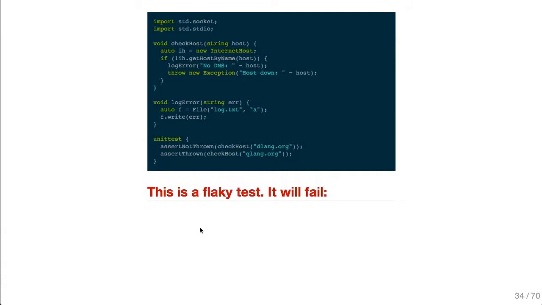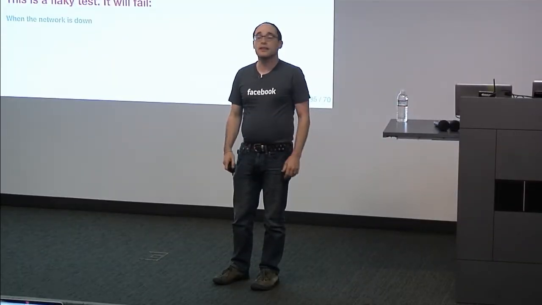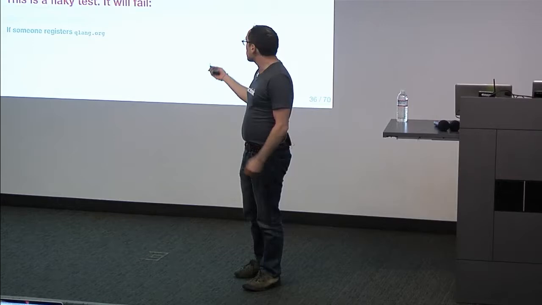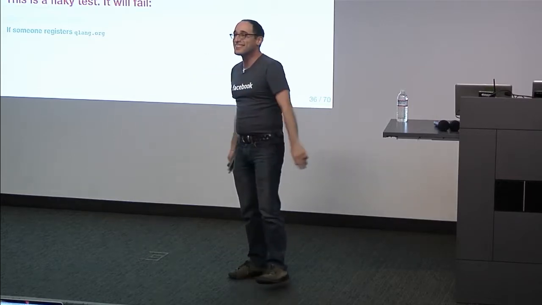So can anybody tell me, when is this test going to fail? Because ideally, I want it to fail when the code changes, right? What are some other times it might fail? When the network's down, for example. Yeah, it might fail when the network's down. That's a good one. When somebody registers qlang.org. If someone registers qlang.org, that's an excellent one. Yeah, I like that. Do you have any others?